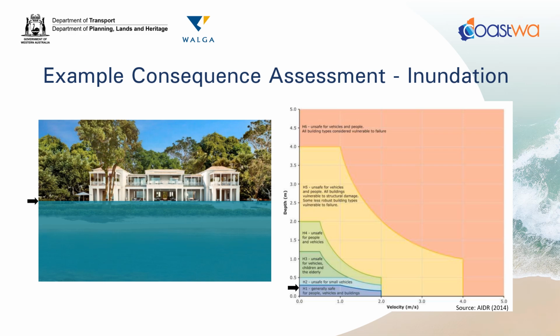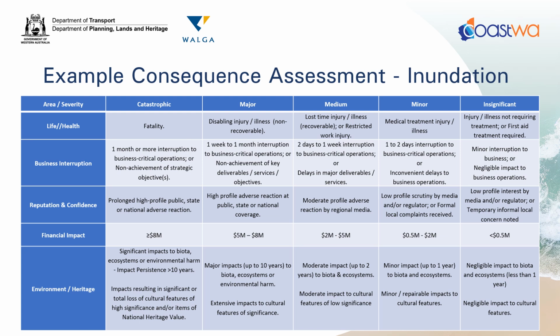So if we relate that to our consequence scale, again, we're looking down, we've got life and health. We would say that we're insignificant. Business interruption is no longer really that significant. Reputation and consequence might not be a significant factor if it's some flooding. If things are flooding, there's probably more important things than just someone's house. But we might come down to financial impact.